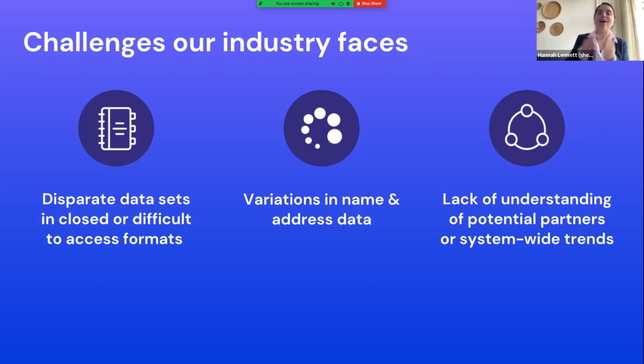And then you extend that to all of the different kinds of variations that can occur across a facility name and then the address as well. And it's quite difficult to put data sets together to understand bigger pictures of apparel facility data. And then the last piece is, so we have all of these disparate data sets that have all these variations in name and address data. So if we're trying to understand who potential partners might be at the facility level or look at system-wide trends, it's incredibly difficult to put all of that data together to get the information that we might want.